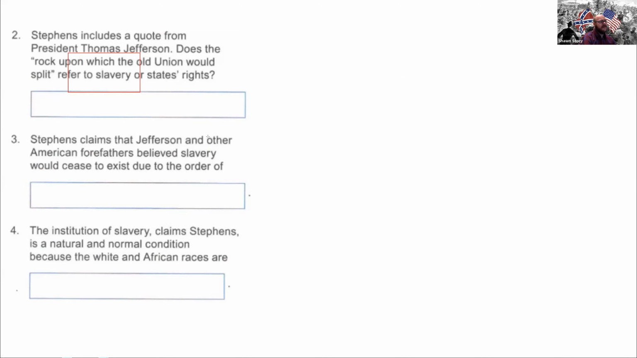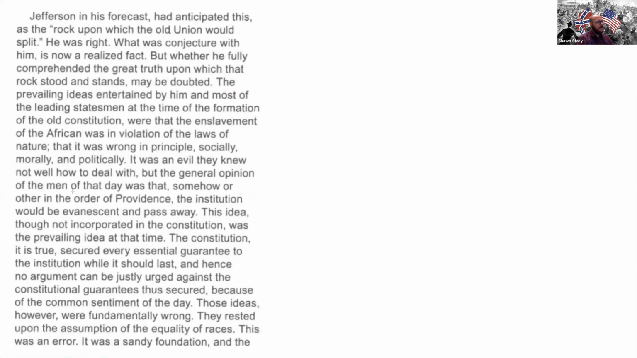B. Stephens claims that Jefferson and the other American forefathers believed slavery would cease to exist due to the order of. Let's go back and read our passage. I see the order of providence. Somehow or other in the order of providence, the institution would be advancement and pass away. So the order of providence is what I'm seeing. And it was this idea of the violation of the laws of nature. That was wrong, that all men are created equal.